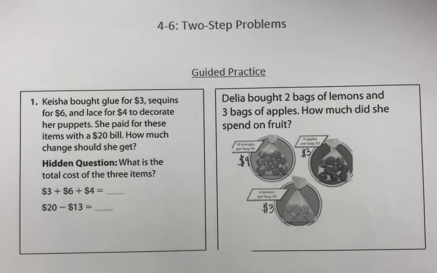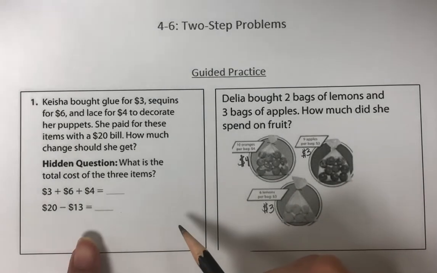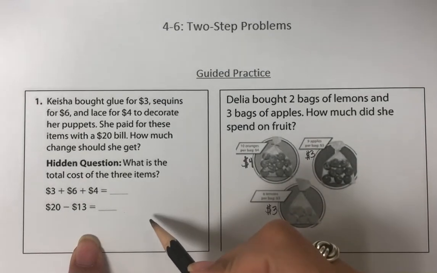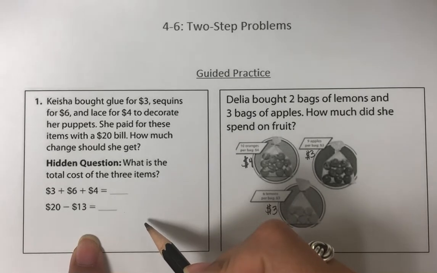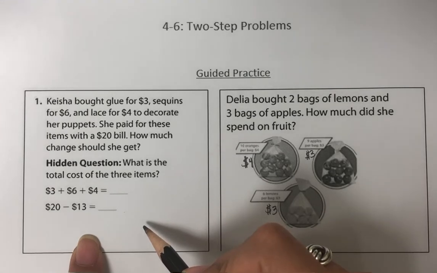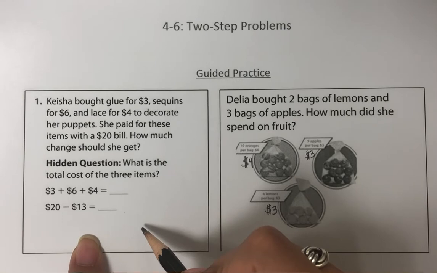Right, so this is lesson 4-6 titled Two-Step Problems. And in this first problem right here that we see, we're going to be looking at a hidden question. A hidden question is basically something that the problem does not ask us to solve, but we have to solve it in order to answer the question that is stated in the math problem. So let's take a look at this word problem right here about Keisha.